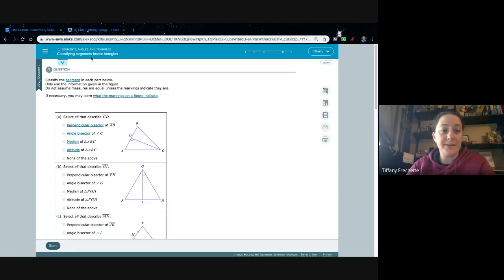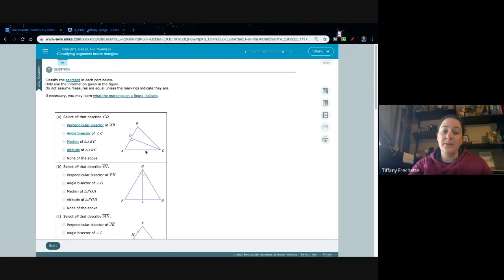Classifying segments inside triangles. So again, it says classify the segment in each part below. Only use the information given in the figure. Do not assume measures are equal unless the markings indicate they are. So basically it's saying don't trust the picture, only use the markings and what they actually give us.